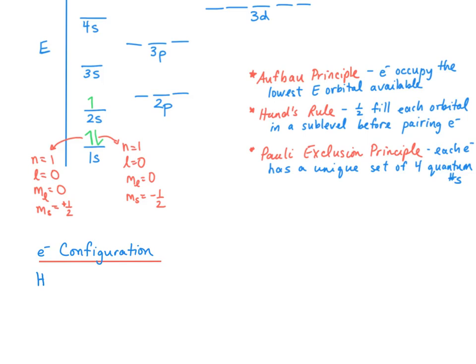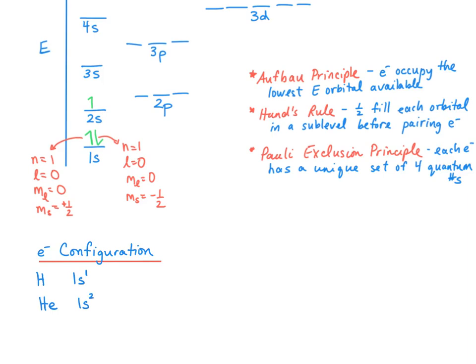Where was that electron found? In the 1s sublevel, right? And there was 1 electron there. For helium, we had 2 electrons, right? And they were both found in the orbital in the 1s sublevel. There were 2 of them.